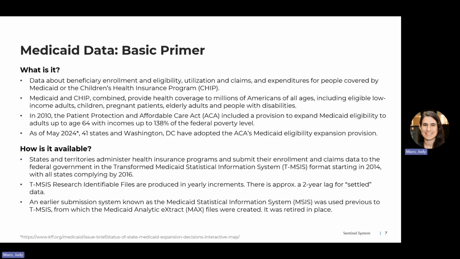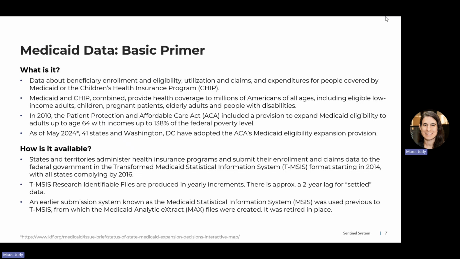So how are these data available to researchers? States and territories administer health insurance programs and submit their enrollment and claims data to the federal government in the Transformed Medicaid Statistical Information System, or T-MSIS format, starting in 2014, with all states complying by 2016. T-MSIS research identifiable files are produced in yearly increments, and that makes an approximately 2-year lag before data is settled.